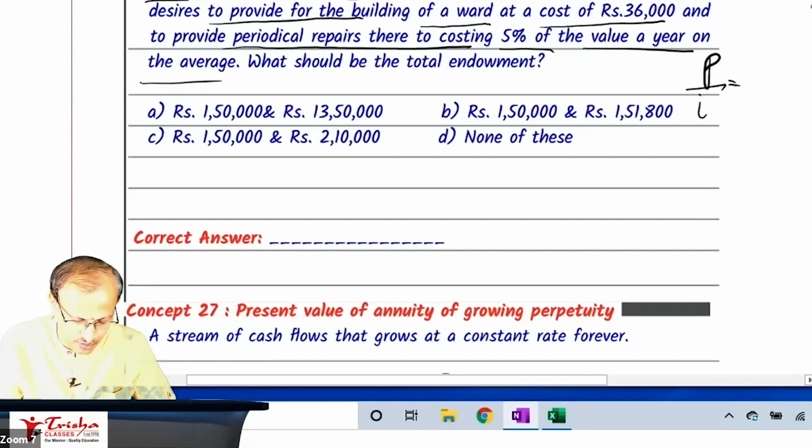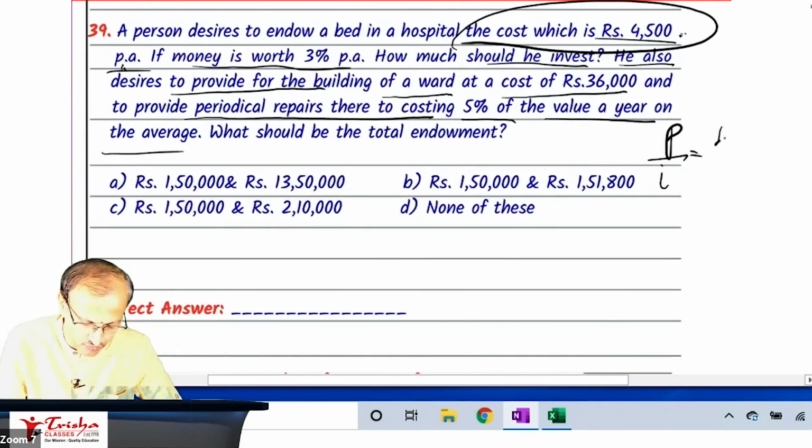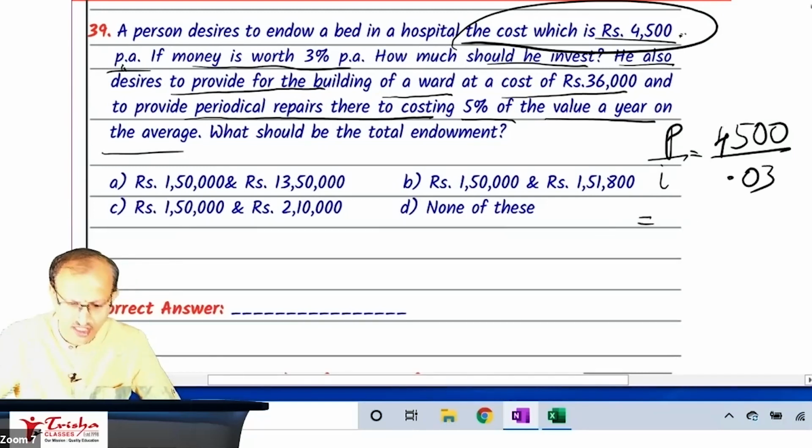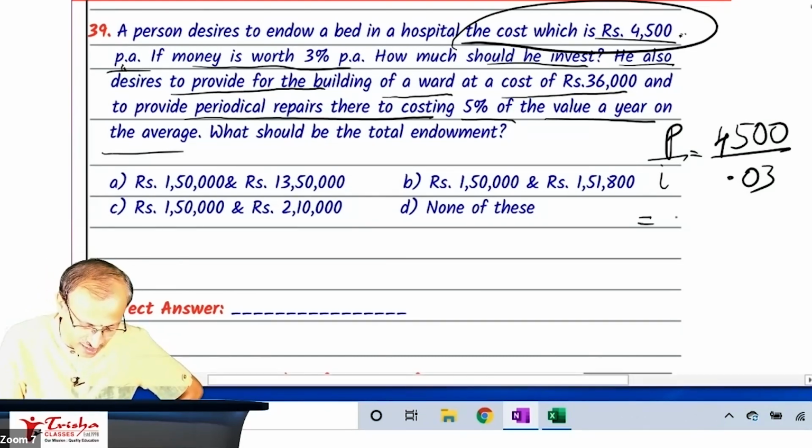What is P about? All of you are able to make out the P value: 4,500 divided by 0.03. Response from you quickly. 4,500, your calculators are working, I believe. 4,500 divided by 0.03. What is the answer? 1,50,000.